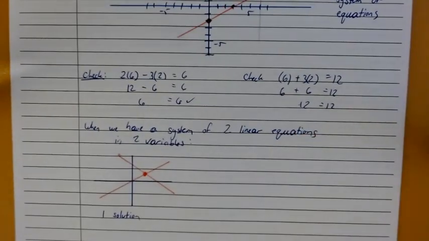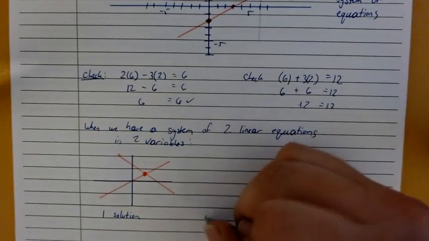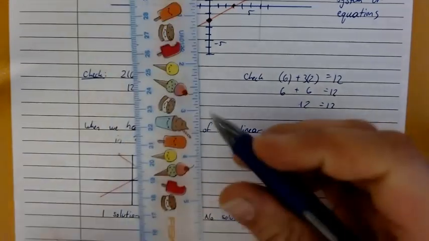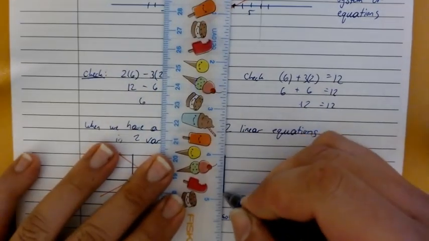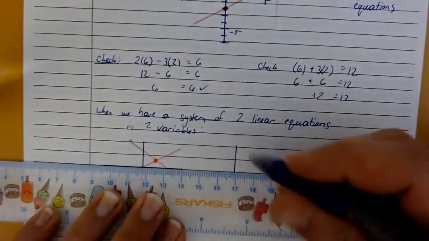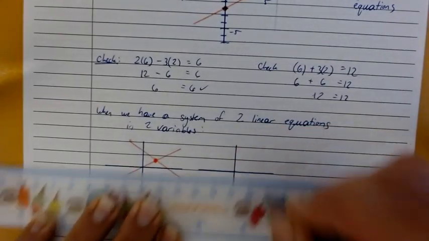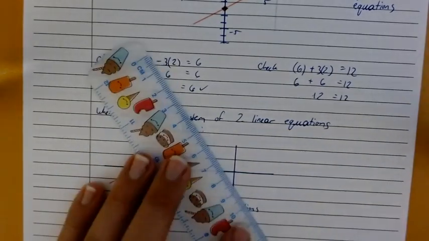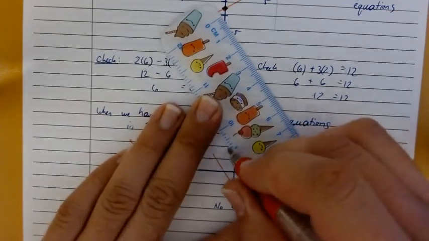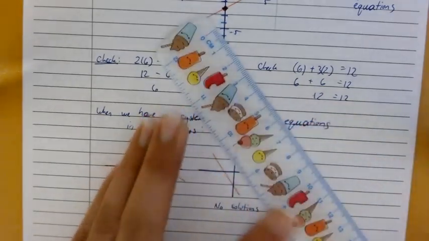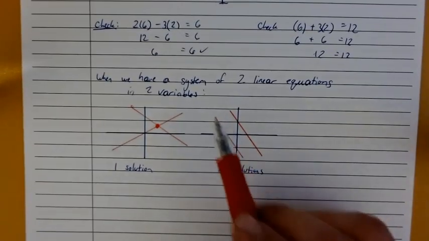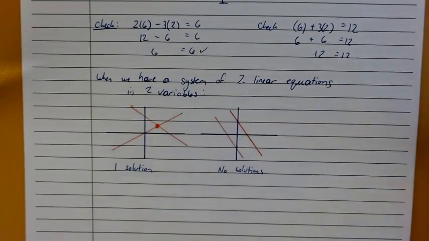The next possibility is that there are no solutions. It is possible that if you have two linear equations, the place where they cross, the point that they have in common, just doesn't exist. And that occurs if you have two parallel lines. If your two lines are parallel, they never get any closer together, they never get any further apart, which means they will never cross. So in the case of no solutions, it's because you have two parallel lines.